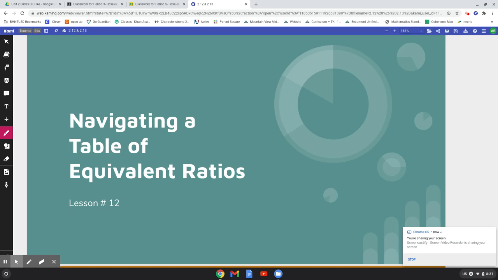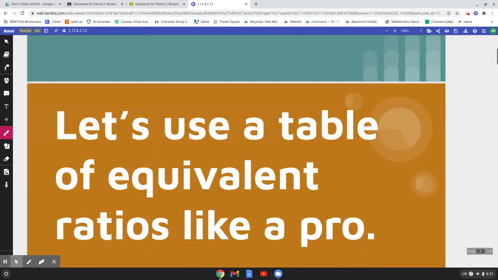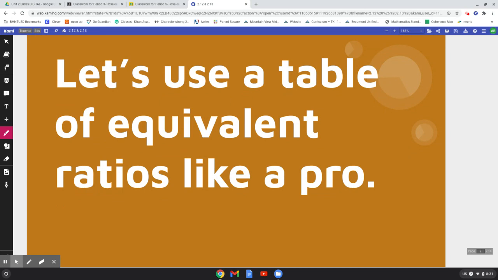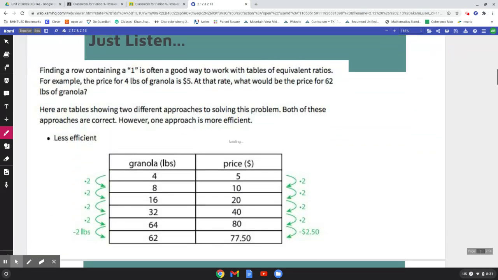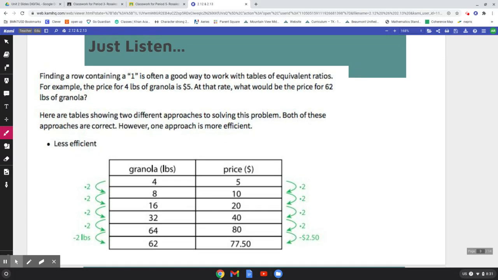Okay, today we'll be doing equivalent ratios using tables. So we'll be doing lesson 12 and lesson 13. Use a table of equivalent ratios like a pro. That's what we'll be doing today. So for the first part, you are just listening.